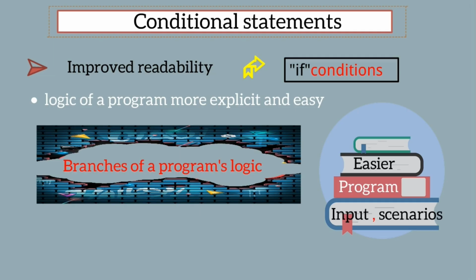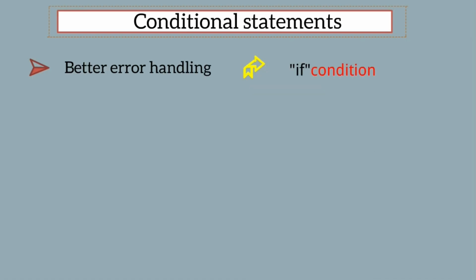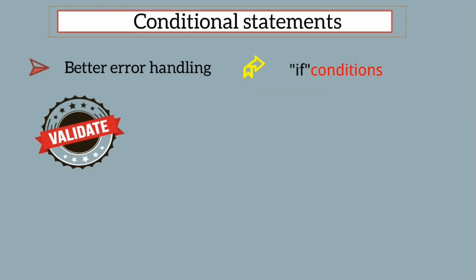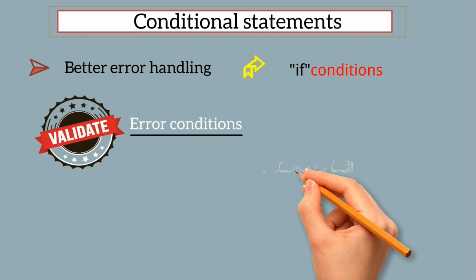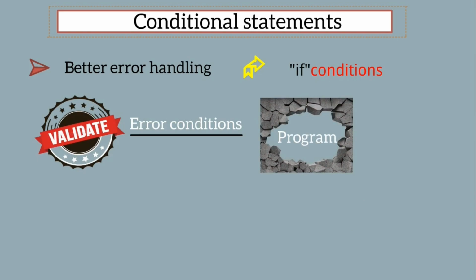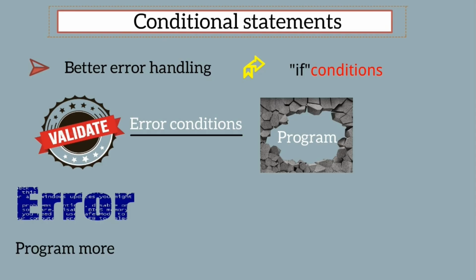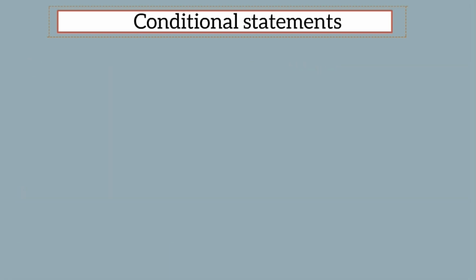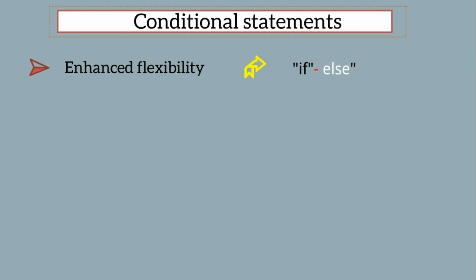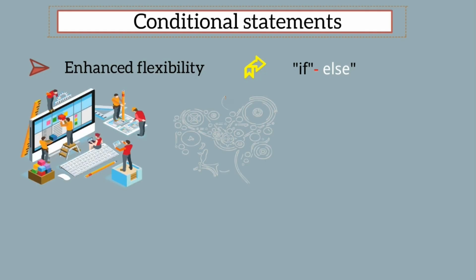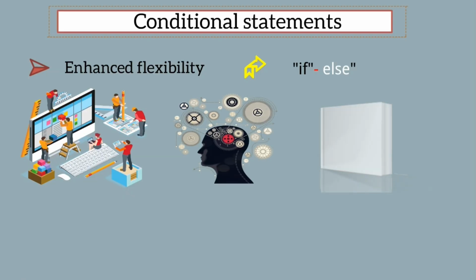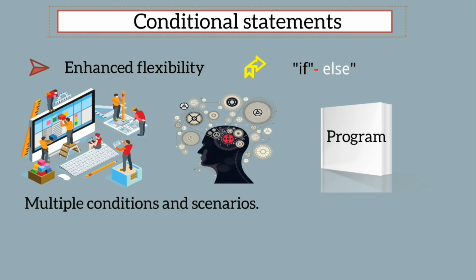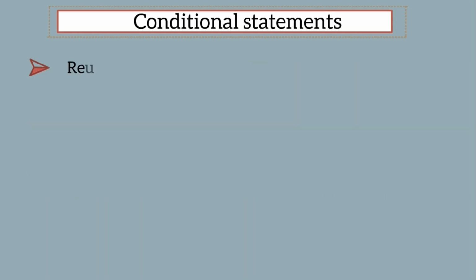Then let's look at the better error handling advantage. If conditions can be used to validate input and to check for error conditions that may arise during the execution of a program. This allows for better error handling, which can make a program more robust and less prone to crashing. Another one is enhanced flexibility. By using if-else statements, developers can create more complex decision-making logic, allowing the program to handle multiple conditions and scenarios.